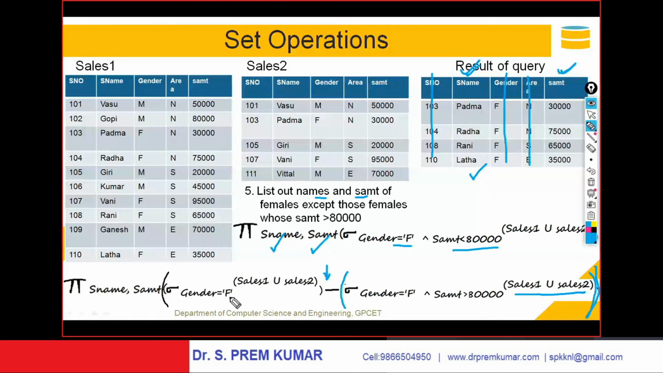Gender equals to female. From the rest of all females I am removing the females whose sales amount is greater than 80,000. So you will get names and sales amounts of only those females whose sales amount is less than 80,000. You can do either this way or this way. Both are right.